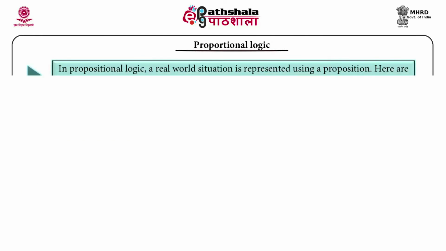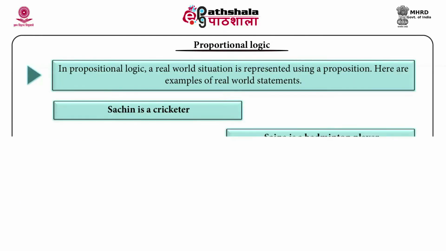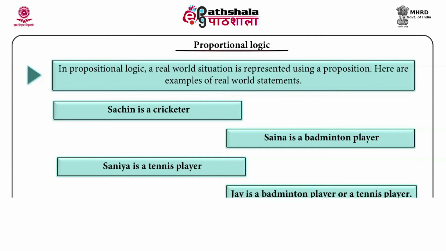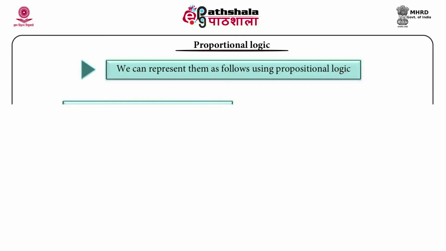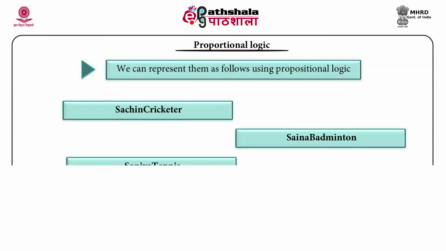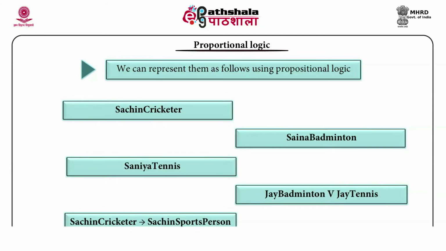Here are some statements on the screen that you can see. There are 5 different statements. The first one is Sachin is a cricketer, Saina is a badminton player, Sania is a tennis player, Jai is a badminton player or a tennis player. If Sachin is a cricketer, he is a sportsperson. Now, if you want to represent these statements using propositional logic, here is what it is. The first one, Sachin cricketer, is a single phrase which describes Sachin being a cricketer. Saina badminton, Sania tennis, Jai badminton or Jai tennis. Sachin cricketer implies Sachin sportsperson.